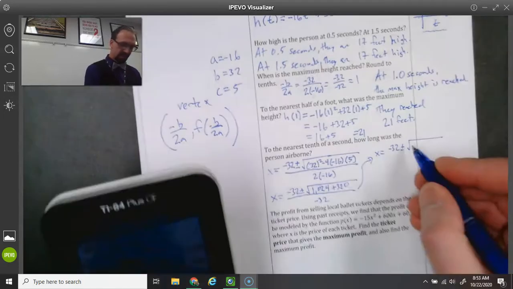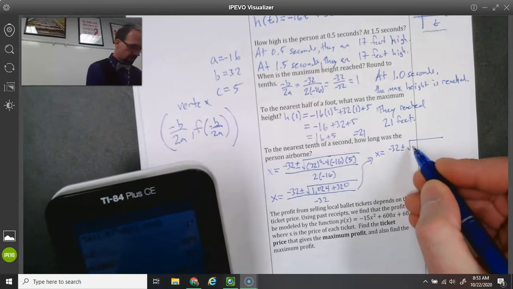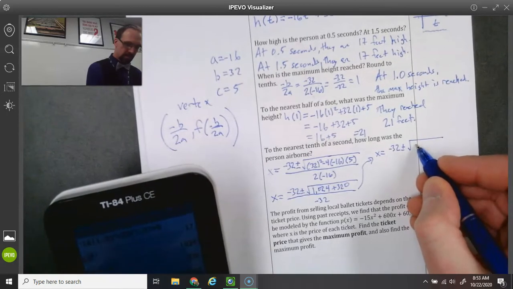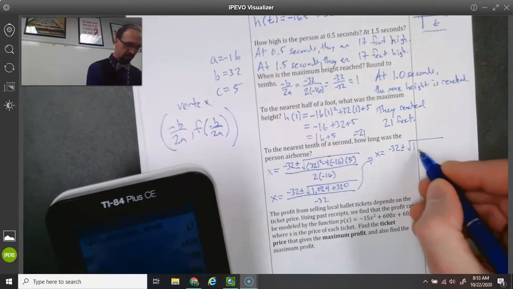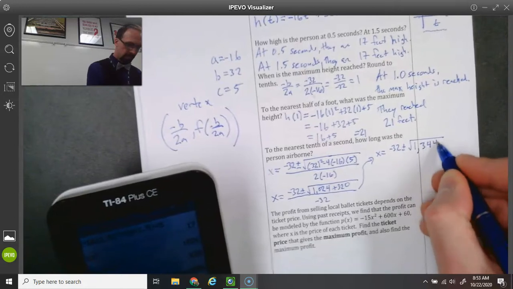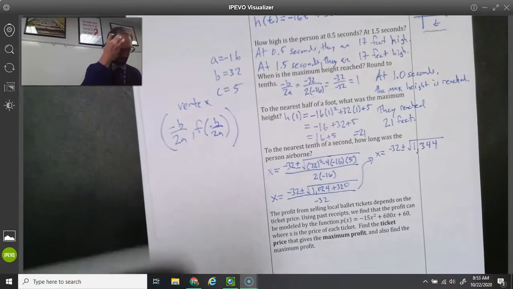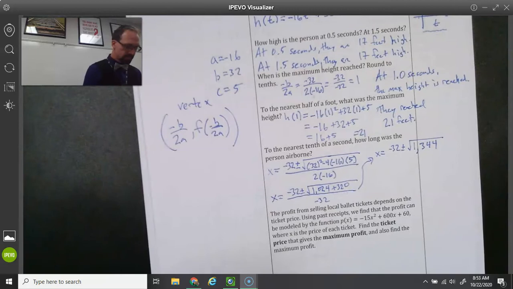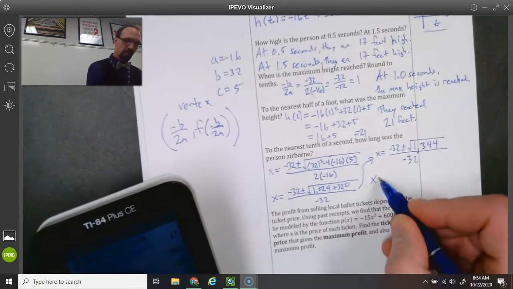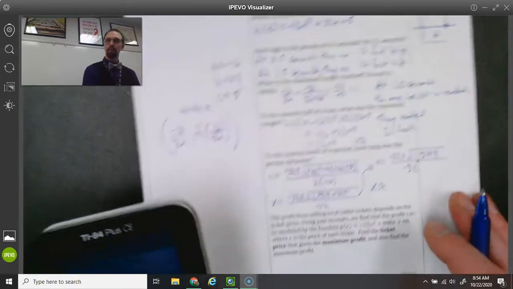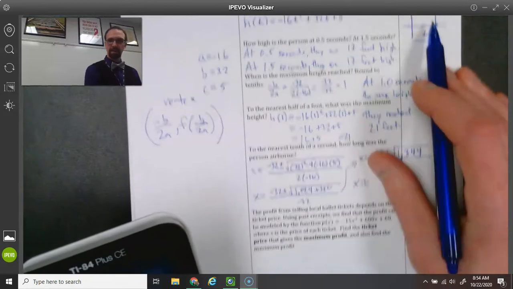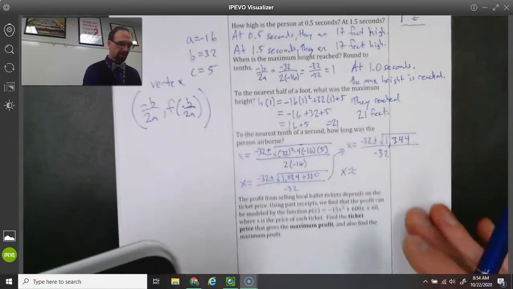Doesn't come out to be a nice value. Again, that is okay. What is that? 1,344? Yeah, 1,344. All over negative 32. So we want the positive one of this. We want the positive values. Remember, the negative one is here. So we want the positive one.